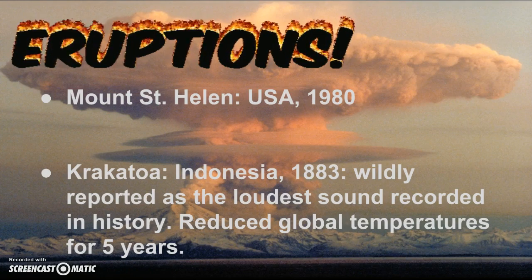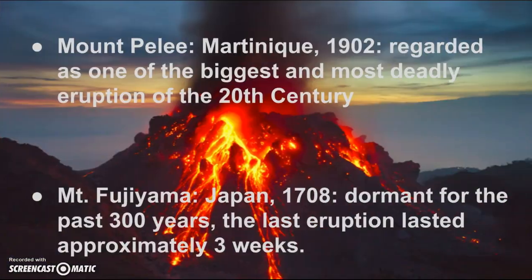And as we said, we can think about how the ash and soot could affect the environment, with reduced global temperatures for 5 years. Some of that is probably a result of the ash and soot being forced into the atmosphere, which can prevent the rays from the sun from warming the earth. There's also Mount Pelee in Martinique in 1902, and Mount Fujiyama in Japan in 1708 was the last eruption, and it's been dormant since then.